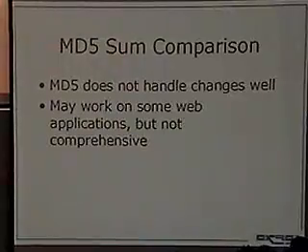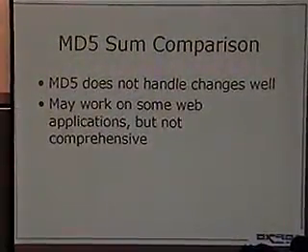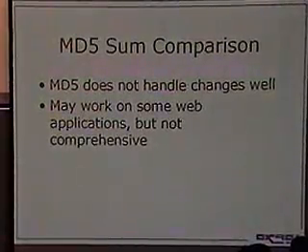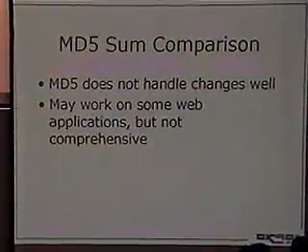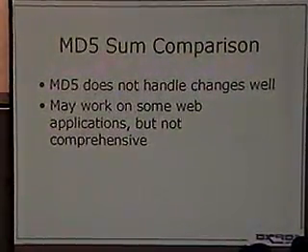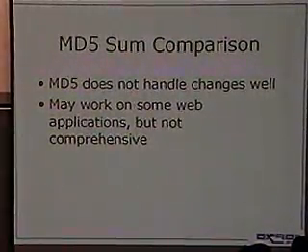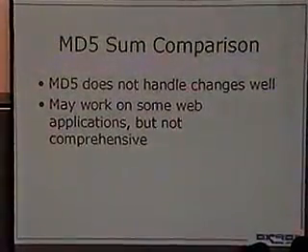So overall, we know that MD5 sums can't handle the changes well for something like this, where there's going to be small incremental changes that we want to filter out and we don't really care about them. It might work for the same applications where the straight string comparison might work, but it's not going to be comprehensive. And if the string comparison worked, then why bother with the extra time with the MD5?